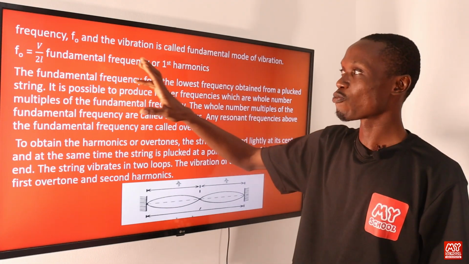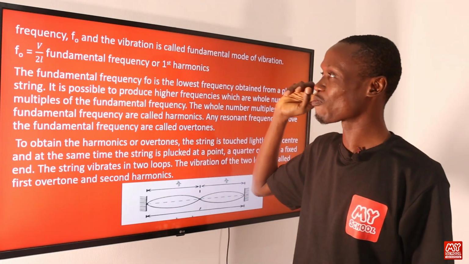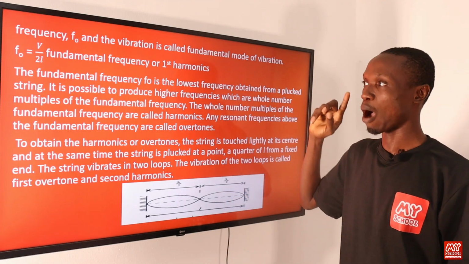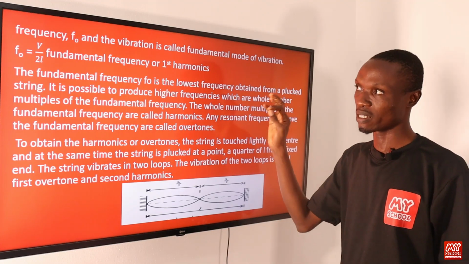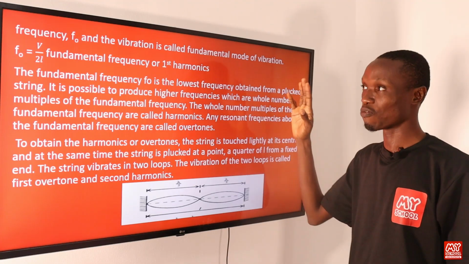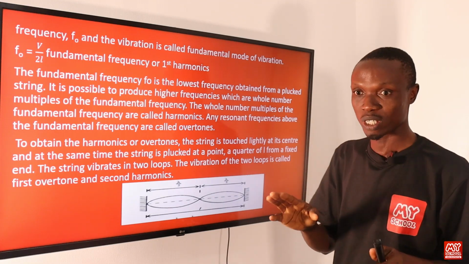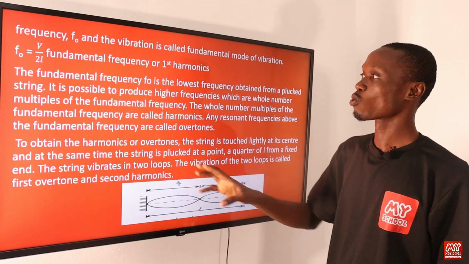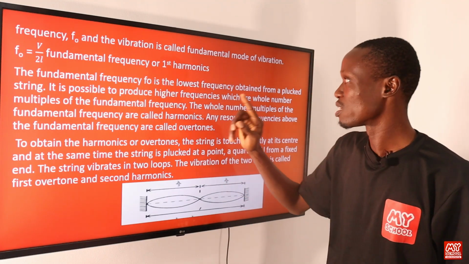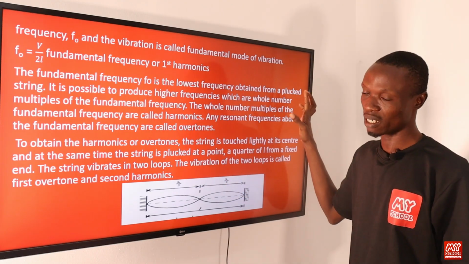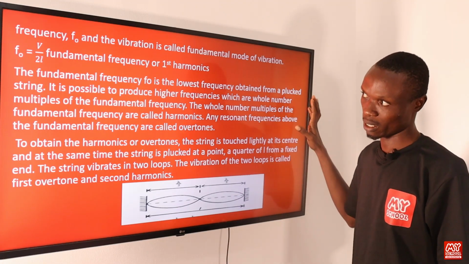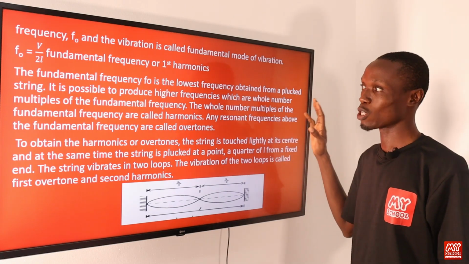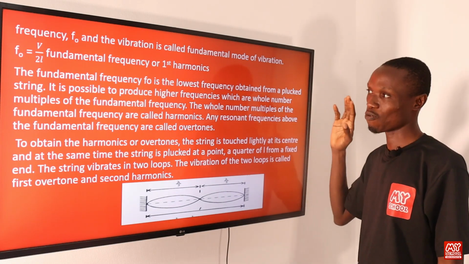Now this frequency, which is called the fundamental frequency, can as well be referred to as the first harmonic. So we are going to define these terms: fundamental frequency and first harmonic. Just know that fundamental frequency and first harmonic are the same in terms of formula. The fundamental frequency F0 is the lowest frequency obtained from a plucked string.